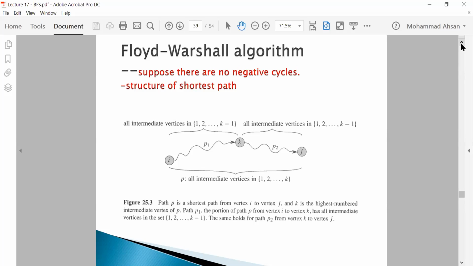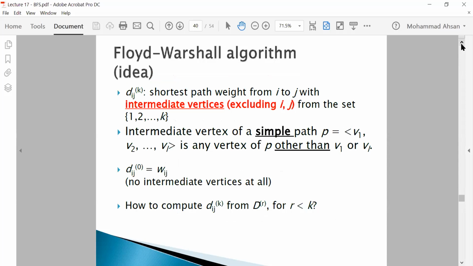So we are actually taking up the vertices in order. So when I say k is an intermediate vertex in the shortest path from i to j, the path P1 will have all intermediate vertices in the set from 1 to k minus 1. So we'll just see that in a while.